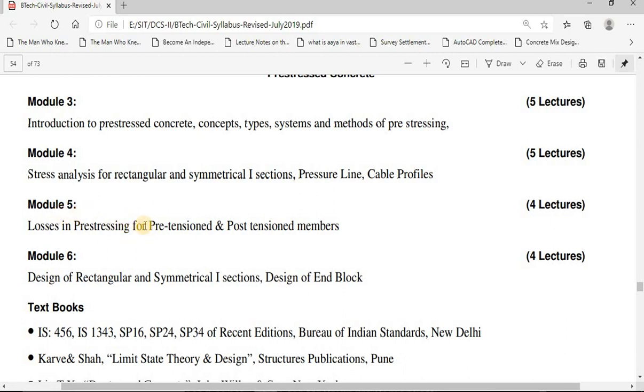While pre-tensioning and while post-tensioning, there are some losses. There are various types of losses which occur in a pre-stressed concrete structure, and we are going to study those various losses. We will study the efficiency of pre-stressing in Module number 5. With that, we are going to study various methods of stressing and the losses in those various methods in Module number 5.